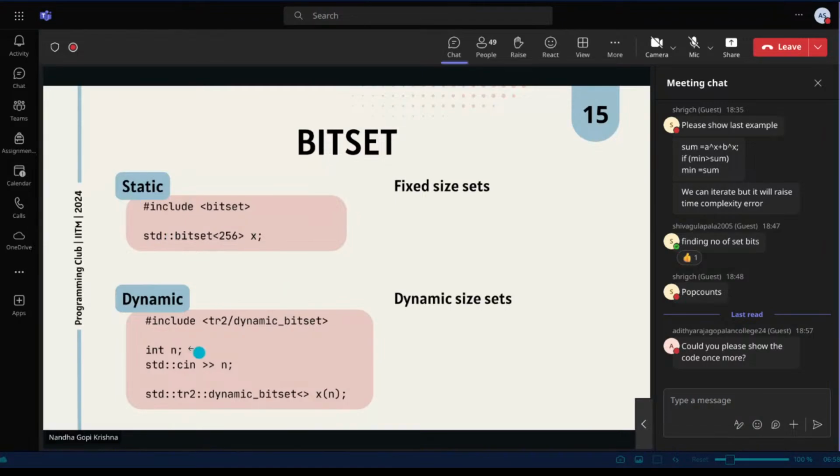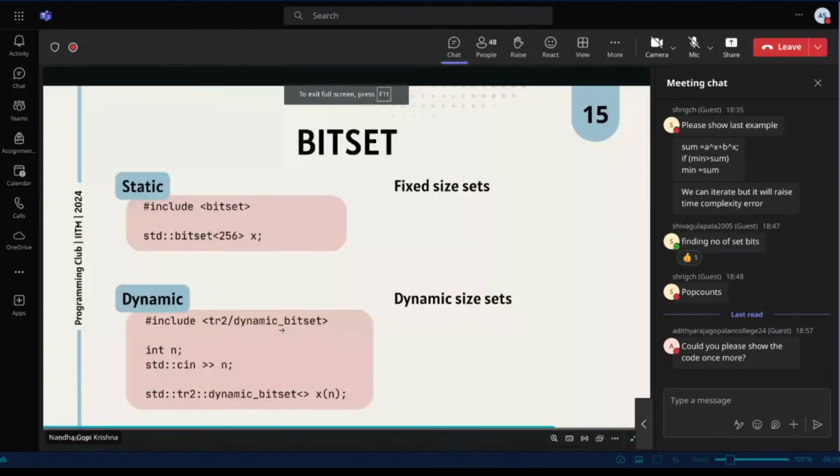If you do not know that and you want to read it in as user input, there is an extension library provided by GCC under the TR2 directory, which contains the dynamic bitset. Using the dynamic bitset, you can construct a bitset of n elements at runtime. That is, if you do not know the number of elements in your set beforehand, you can use the dynamic bitset. However, if you do know it, you can use the normal bitset provided by the standard library. Note that this header is only available in GCC. I do not know if it will work with Clang or MSVC.